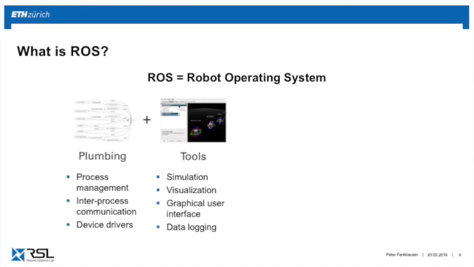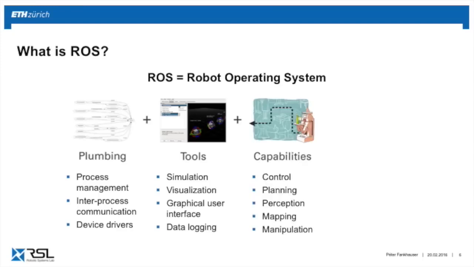A second part is that there are many basic tools which are important when you work with robots, be it simulations, visualizations, graphical user interfaces that you can adapt, or basic tools like data logging. So all these tools were written once, and you can reuse them to facilitate your work when you work with robots. There's a bunch of capabilities in ROS, be it for control, planning, perception, mapping, etc.